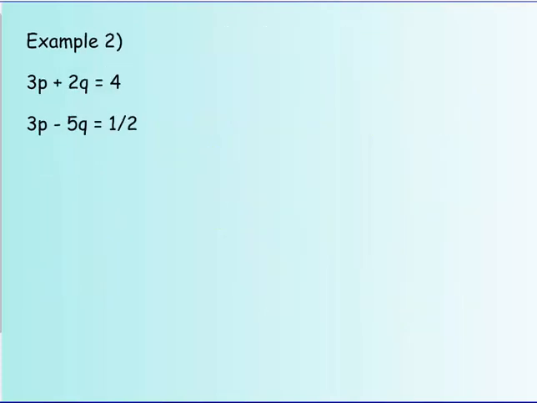Example 2. 3p plus 2q equals 4, and 3p minus 5q equals 1/2.